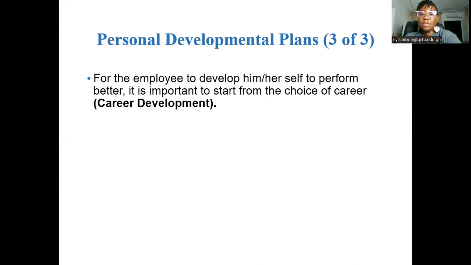For the employee to develop him or herself to perform better, it is important to start from the choice of career. Okay, the choice of career. So this is to say that you begin your whole personal development planning from the point where you choose your career, even before you choose your career, actually.